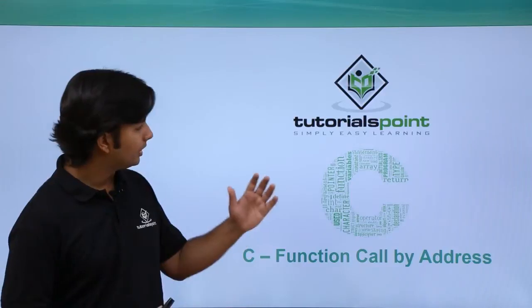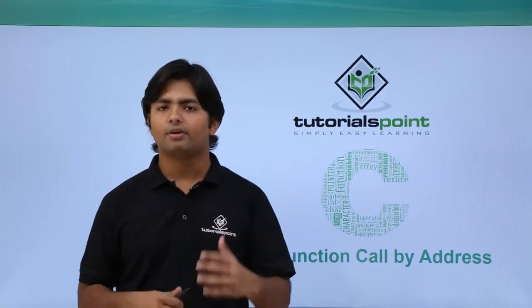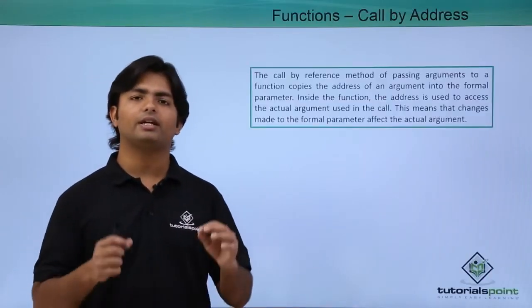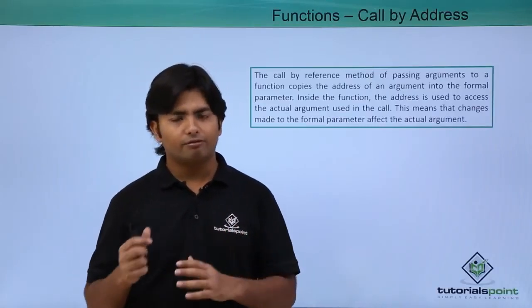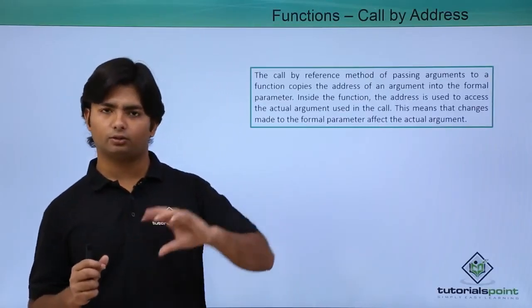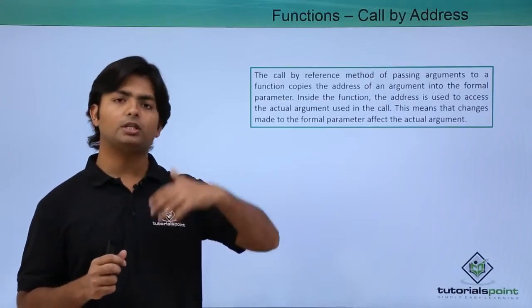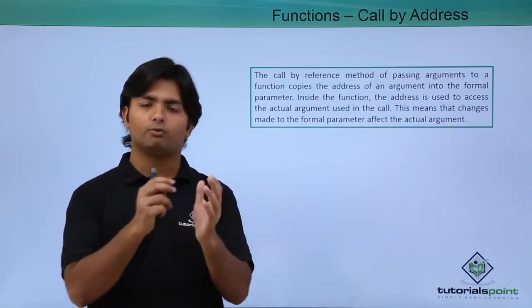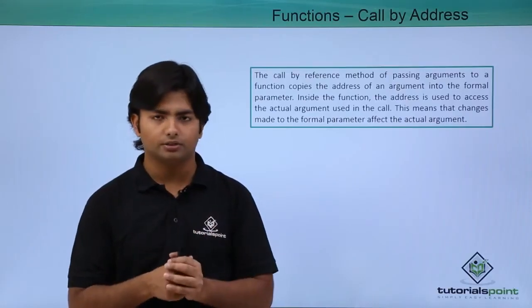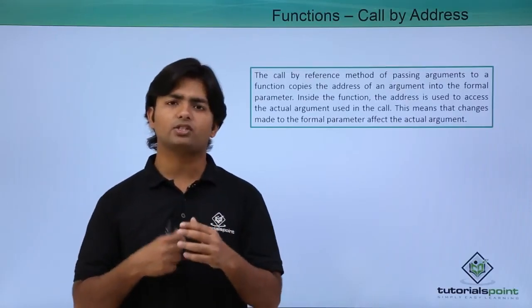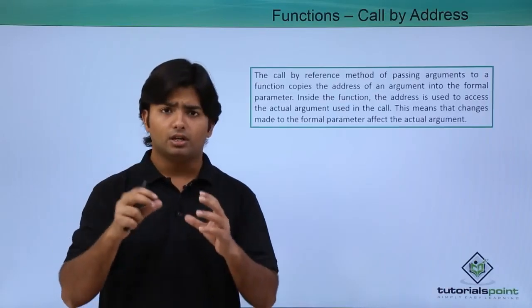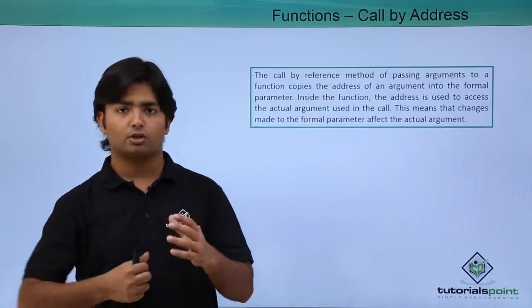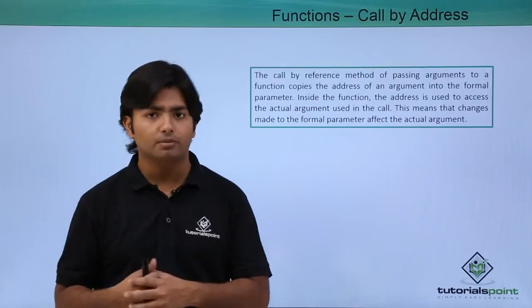But here in call by address, basically we are going to pass the address in a pointer. Rather than passing a value, we will just send the address of a particular variable to the formal parameters, which are nothing but the pointers. And if you are making changes through the pointer, it will actually make the changes in the original variables which we have passed as the formal parameter.